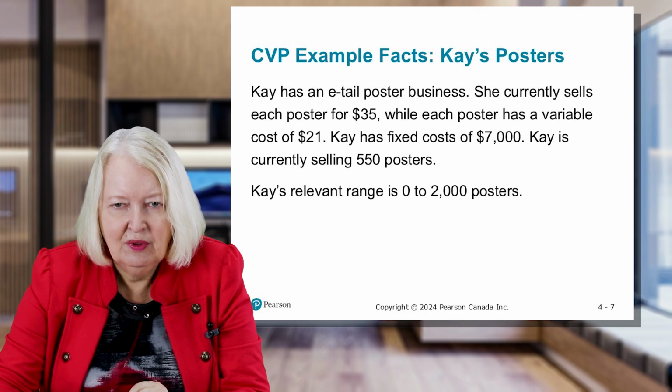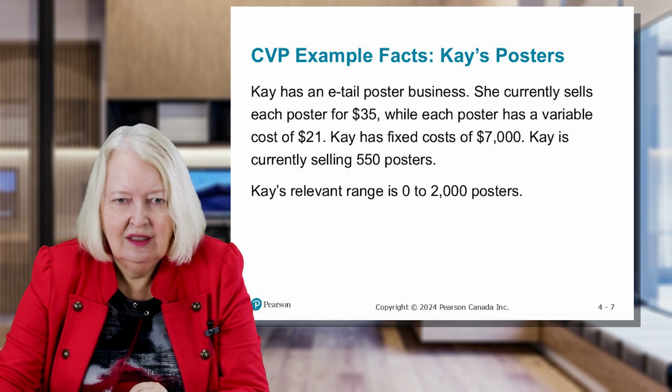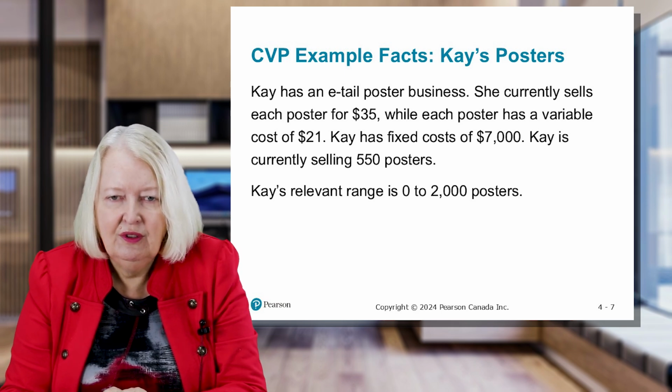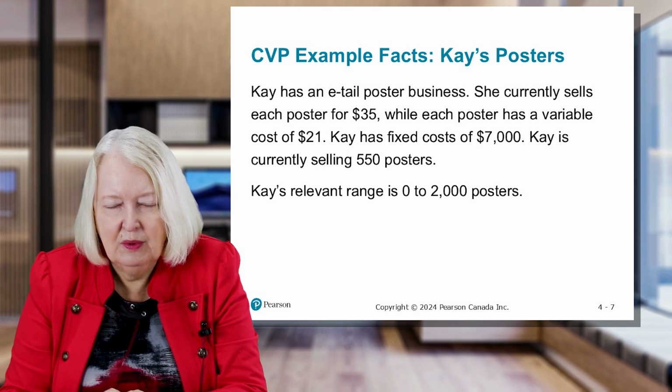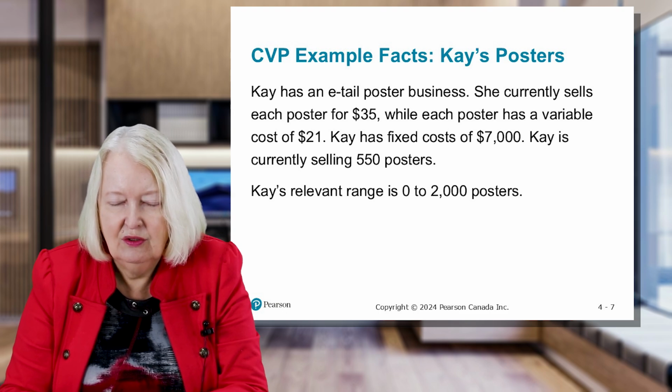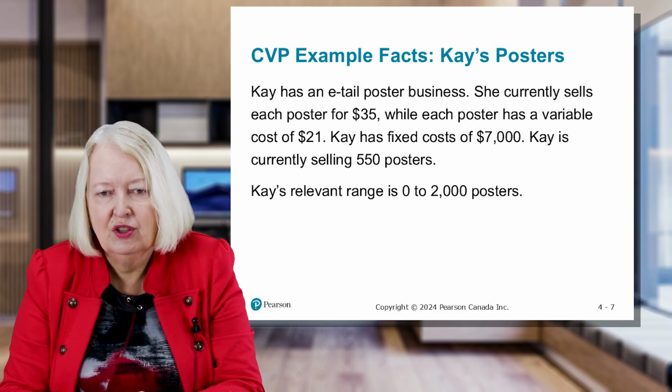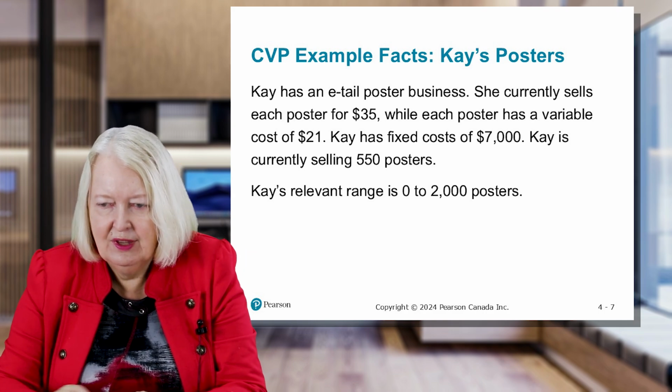So take for example Kay's poster. She sells each poster for $35, and the poster has a variable cost of $21, so it's costing her $21 to make the poster. She also has fixed costs of $7,000. So she's currently selling 550 posters, and her relevant range is up to 2,000. So even though she's only doing 550 at the moment, she could go up to 2,000.